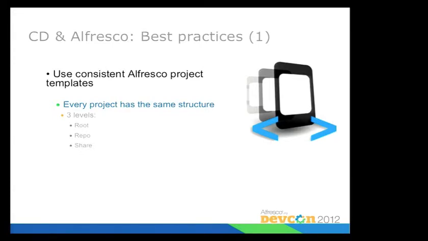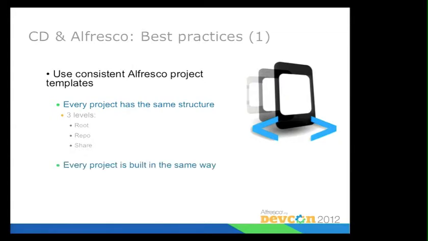There's always 3 levels. So you have a repo project, you have a share project where the share customizations go in, and you have a root project where the build settings go in, where your build files lie. We spent a couple of months actually to figure out what the best solution would be for these things. So I'll show you later how this is built up in practice.